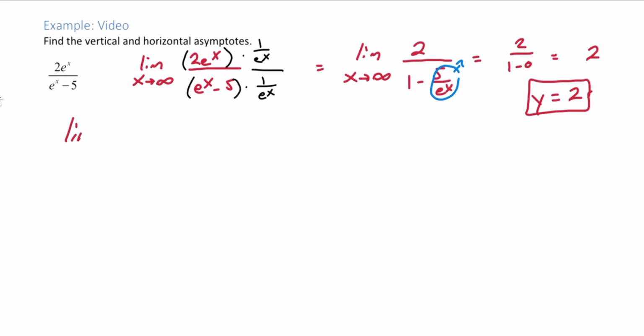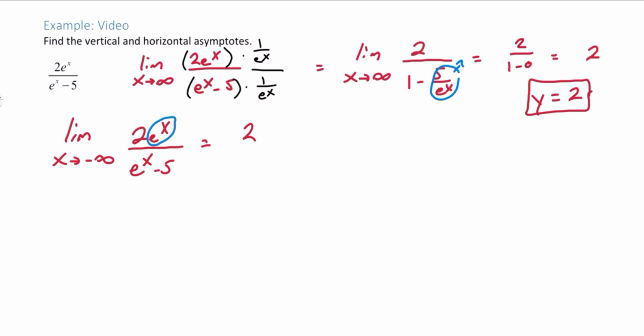Next, we'll take the limit as x approaches negative infinity of 2e to the x over e to the x minus 5. This time, since x is approaching negative infinity, we do not need to divide by e to the x or multiply by the reciprocal, because if we focus on e to the x and think about what that graph looks like as x is getting large negative, so we're approaching negative infinity, the function is actually approaching 0.